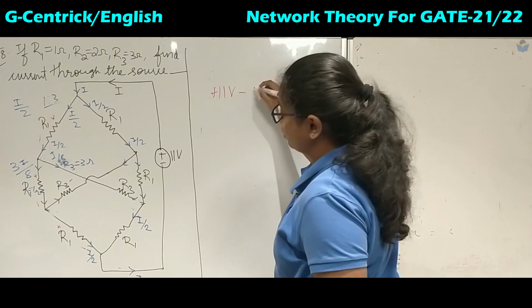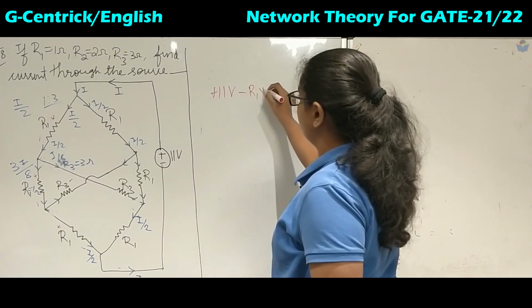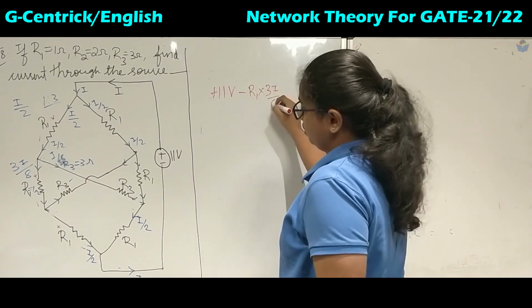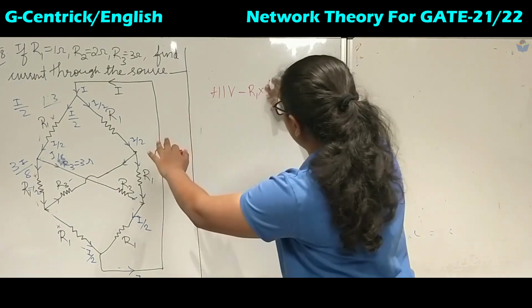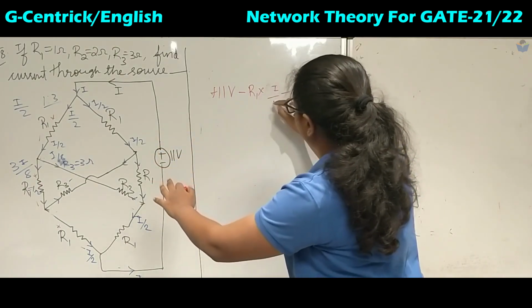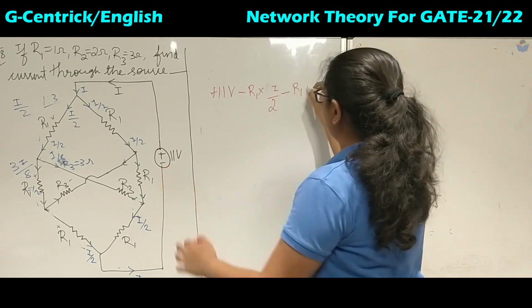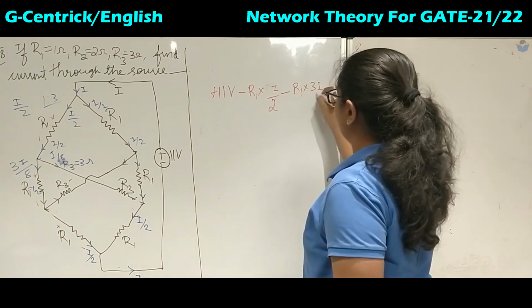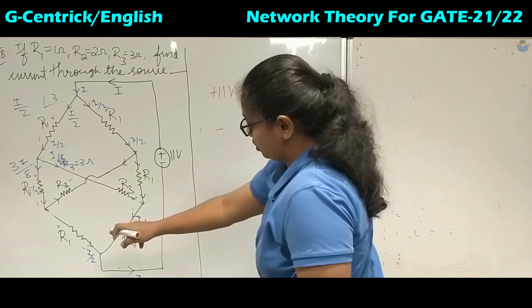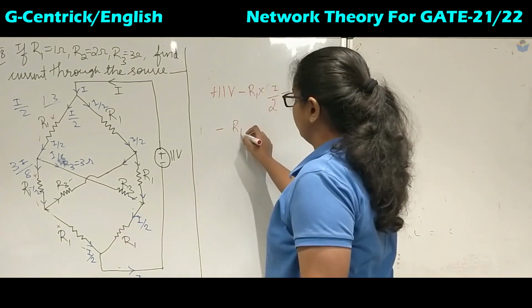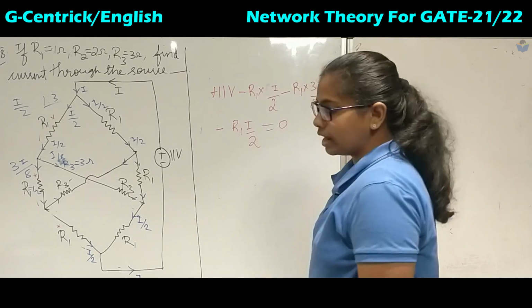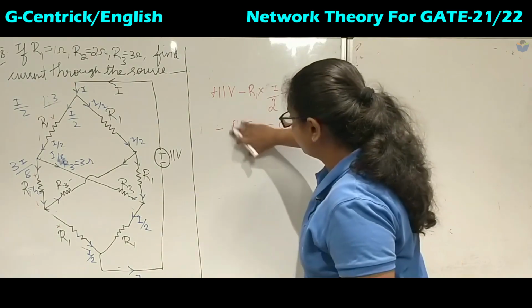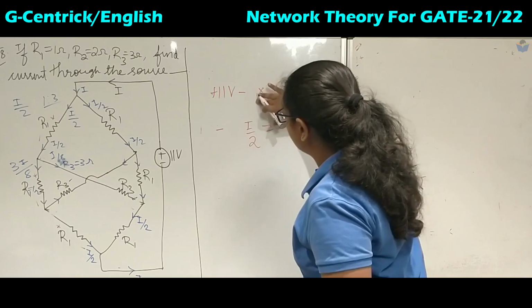So it will be minus R1 into 3I by 8, then minus, sorry, this is I by 2, that is 3 into 3I by 8, minus again R1 into I by 2. This is equal to 0. The value of R1 is 1 ohm, so we can remove this R1.